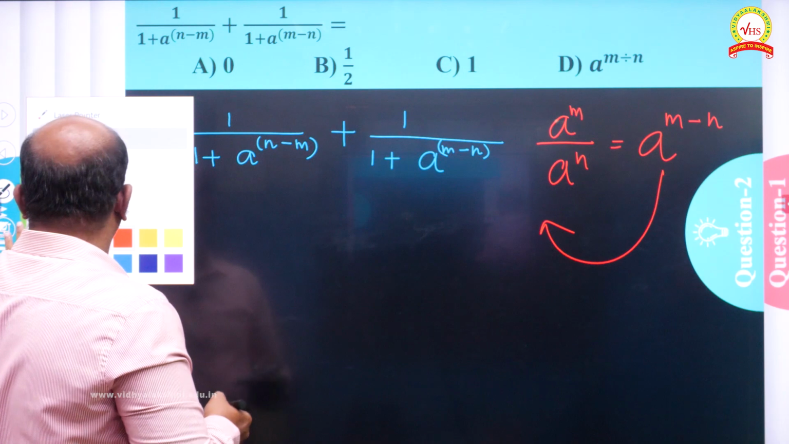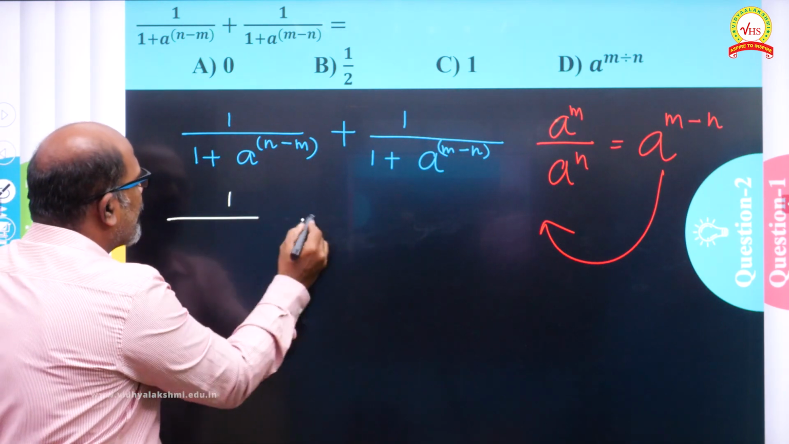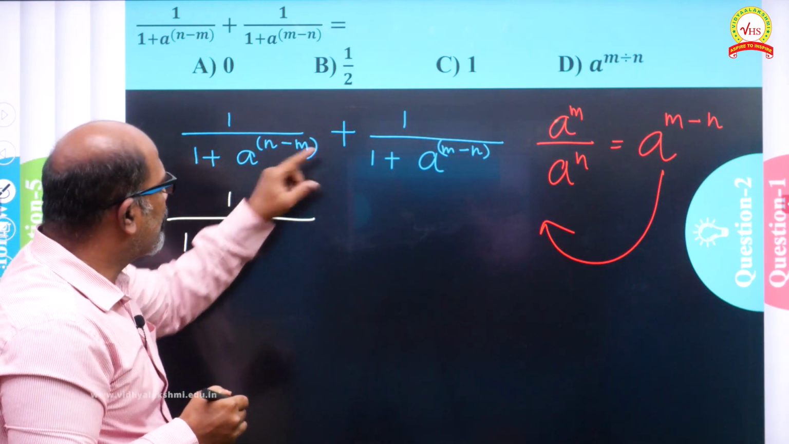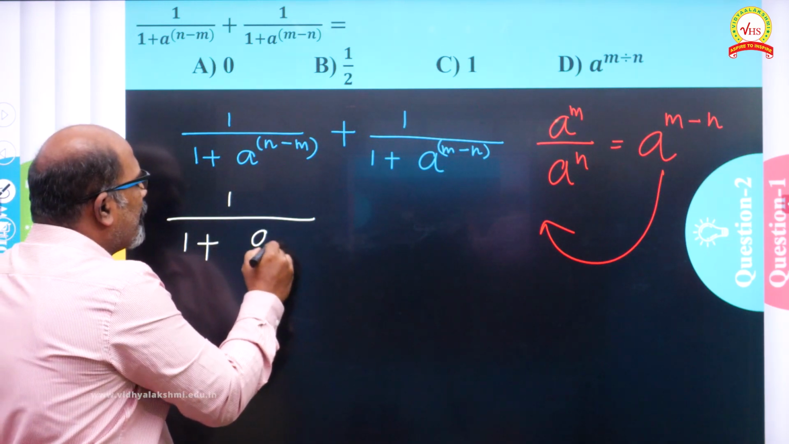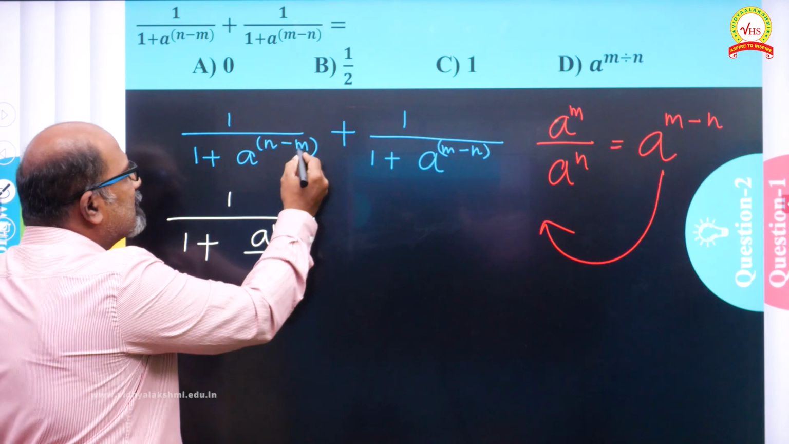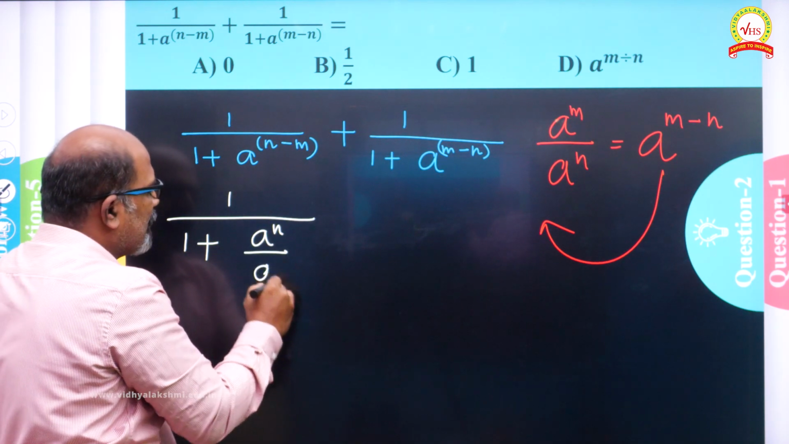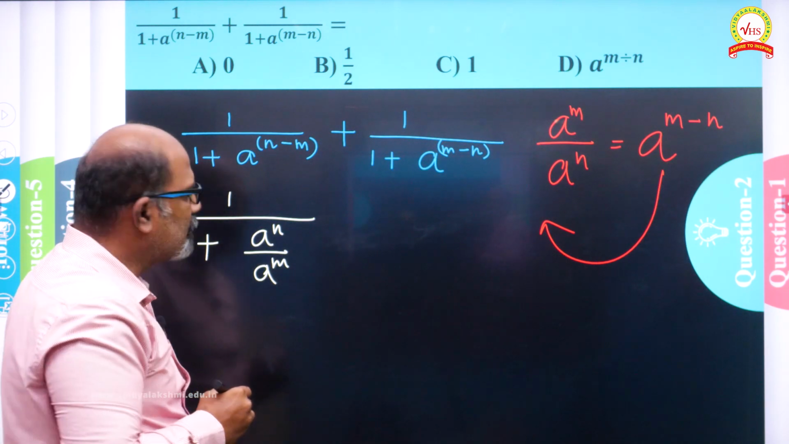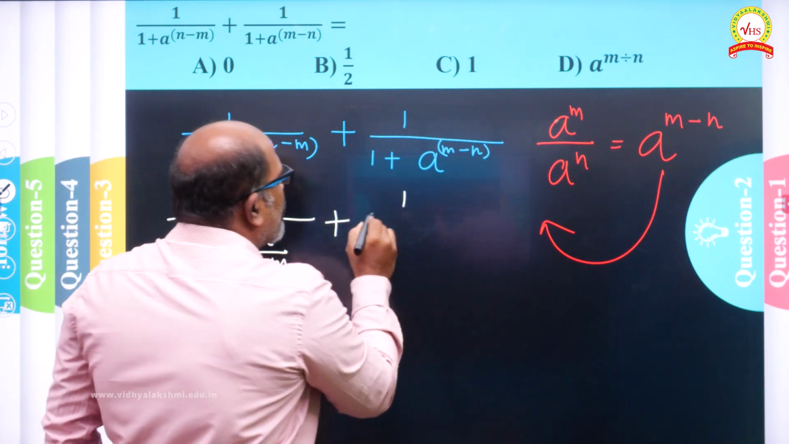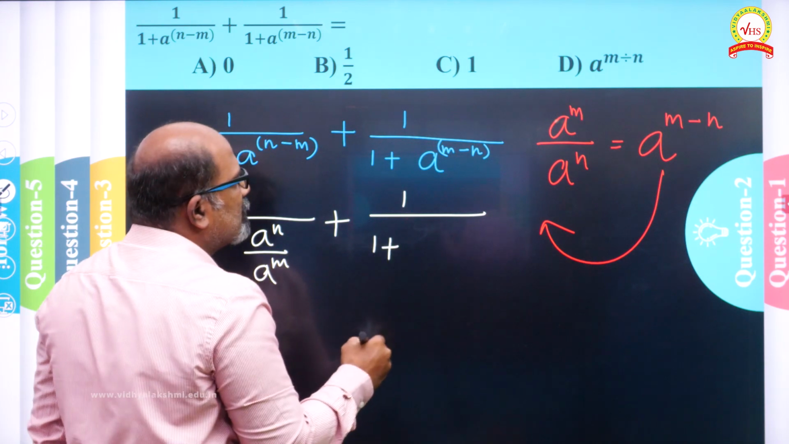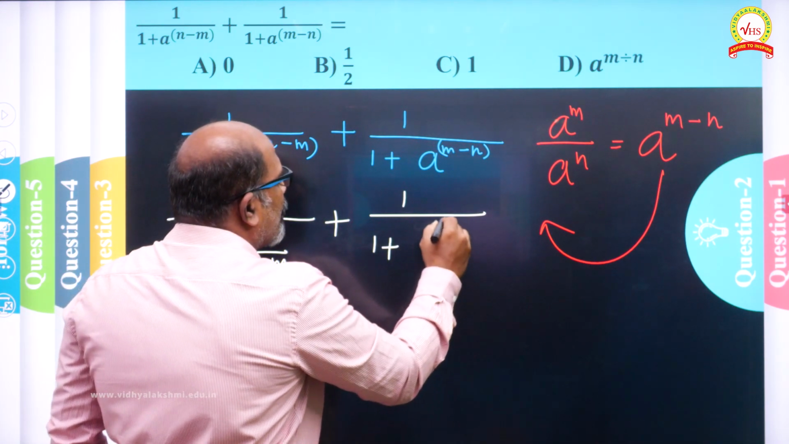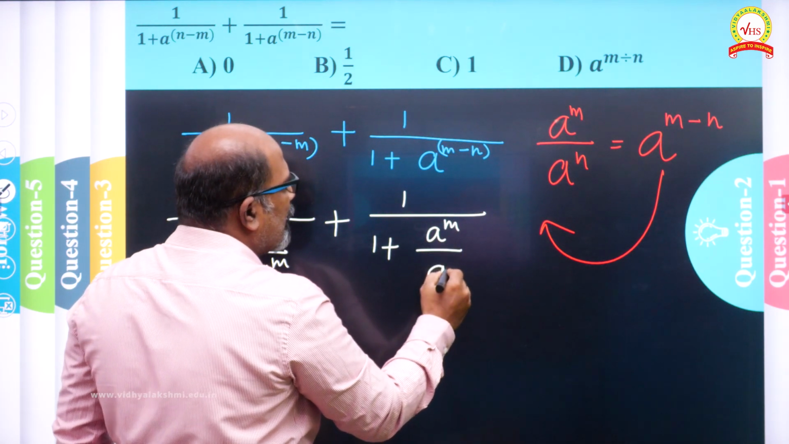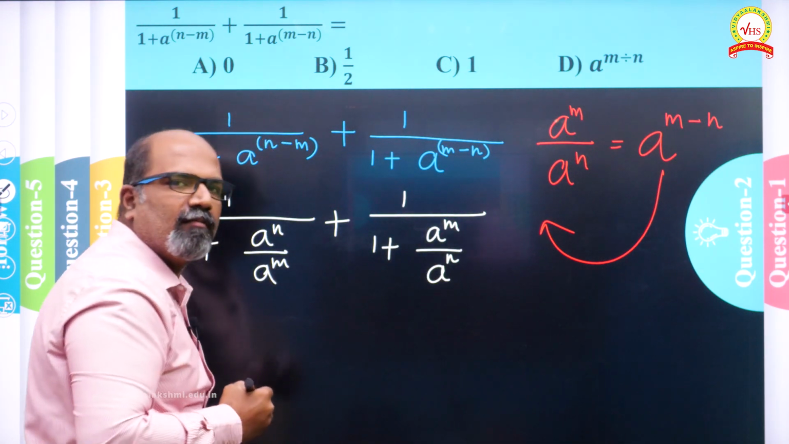So when I apply that rule, here you will get 1 divided by 1 plus, here a power n minus m we are having, so a power n divided by this, the negative exponent will come with the base as a power m. Do you understand? Okay. Then plus 1 by 1 plus a to the power of m, and this minus n will be carried to the denominator as a to the power of n.